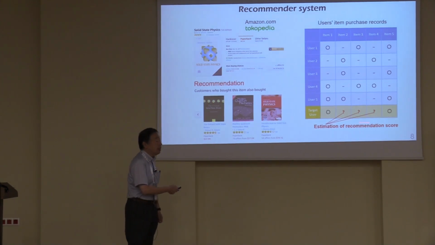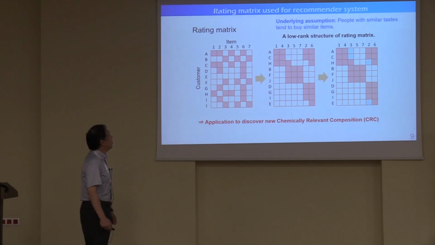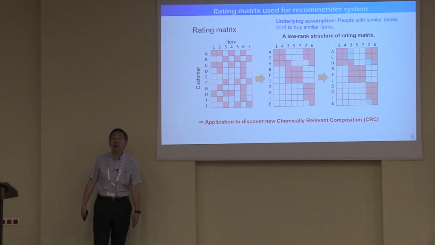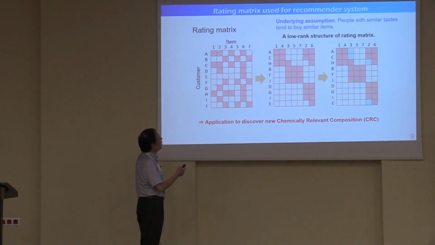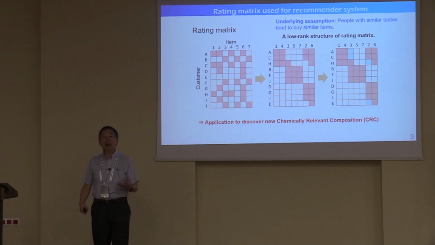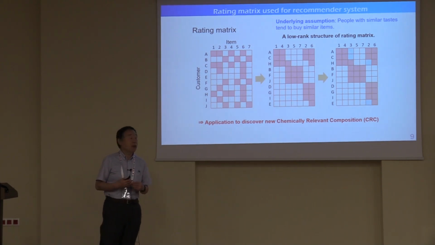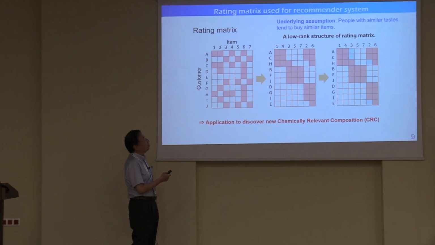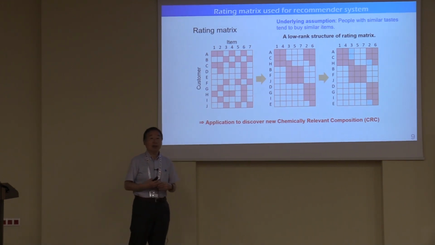So we use this technique for the search of CRC, chemically relevant composition. The technique is very simple. This is a rating matrix or customer purchase record. And what they do is based on the assumption that people with similar taste tend to buy similar items. This is an unsupported assumption from the mathematics or physics viewpoint, but in the social sciences, well, it's quite acceptable. If your friend has a similar taste, well, she or he may be interested in a similar product. So that is an unsupported, but quite reasonable assumption.